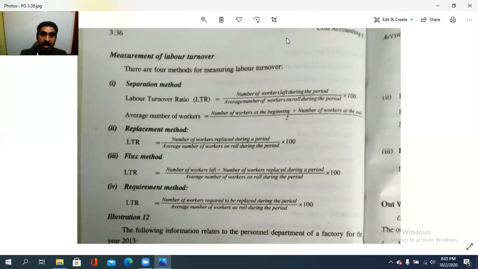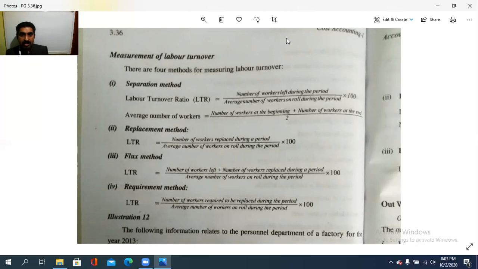Therefore, average number of workers is equal to the number of workers at the beginning and the number of workers at the end. Each month, at the beginning, how many workers are there, and at the end, how many workers are there? Take the average. That is the average number of workers on roll during the period. We divide the number of workers who left during the period by that. So then we are taking the labor turnover ratio under the separation method.